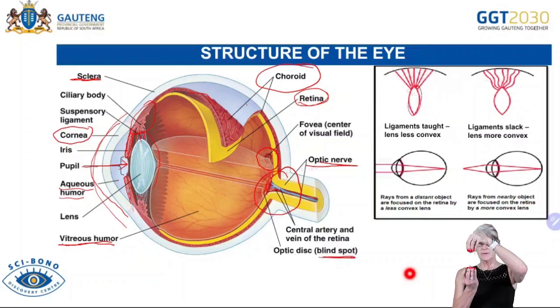And so if this is my lens in the middle, and I'm pulling further away, it means my lens is becoming thinner. I'm now able to focus objects that are far away. Right, so just remember that when you pull away and you make your lens thinner, less convex, then I am able to see further away. When the suspensory ligaments loosen, and there's not so much tension on my lens, it becomes more convex, and so I'm now going to be able to see close up.